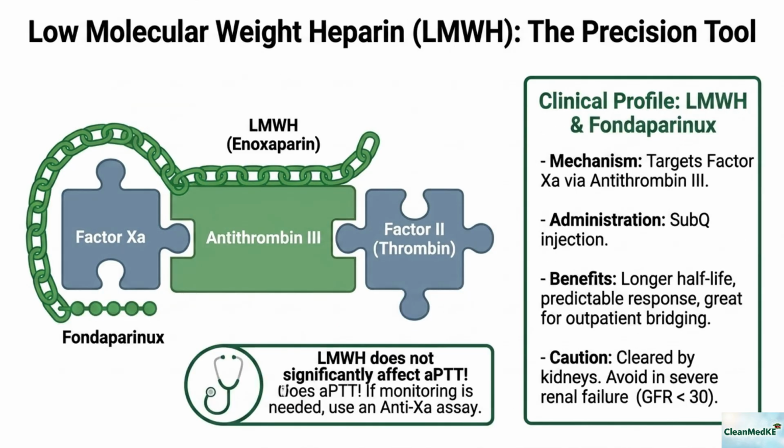In contrast, low molecular weight heparin, like enoxaparin, and Fondaparinux are precision tools. Their shorter chains primarily target factor Xa. These are great for outpatient bridging because they have a predictable response and don't require routine aPTT monitoring, though if you must monitor, you'd use an anti-Xa assay. One major caution: these are cleared by the kidneys, so avoid them in patients with severe renal failure, where the GFR is less than 30.